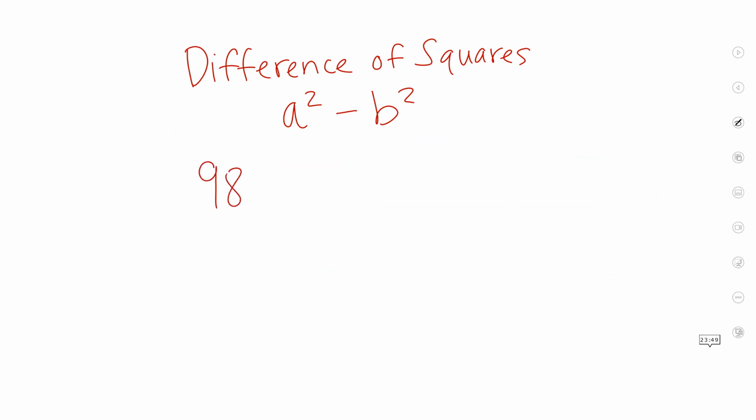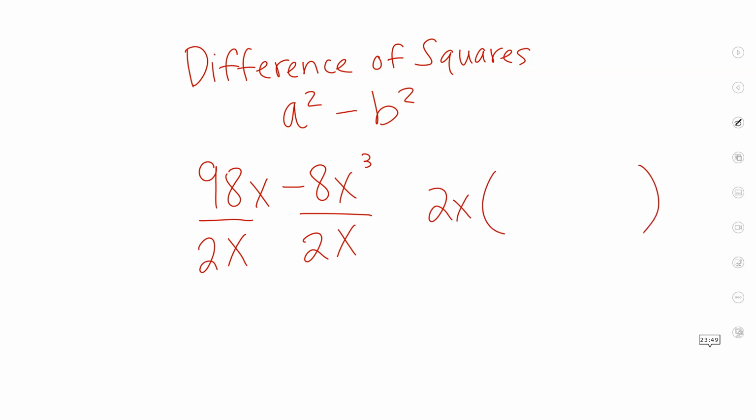So I have 98x minus 8x cubed. What can these both be divided by? X and what else? Well, they're both even, so I'm just going to guess with 2. Okay, so let's put 2x on the outside, and let's see what's left over. 98 divided by 2? 49, and the x's cancel. And 8 divided by 2 will be 4, and how many x's am I left with? 2.